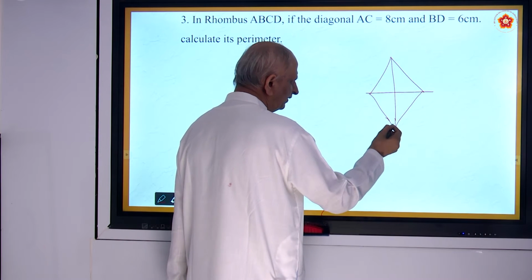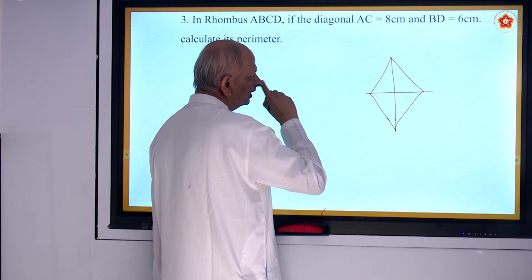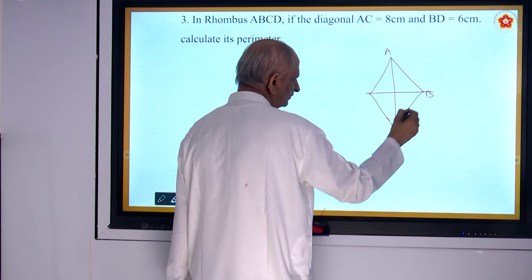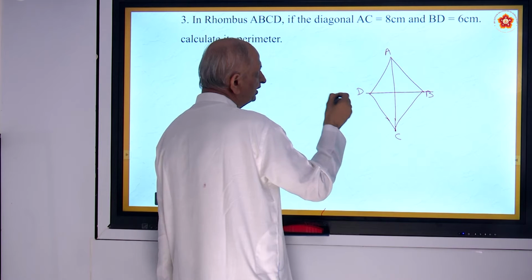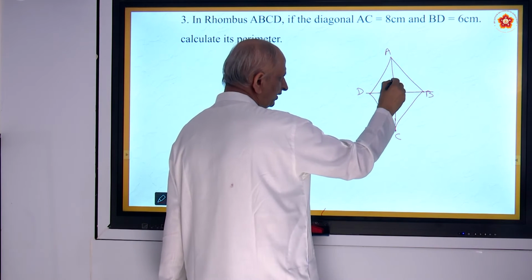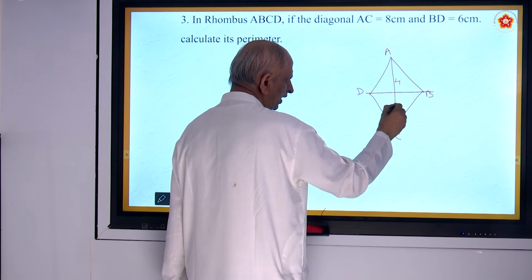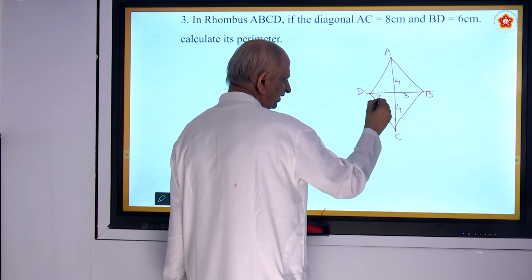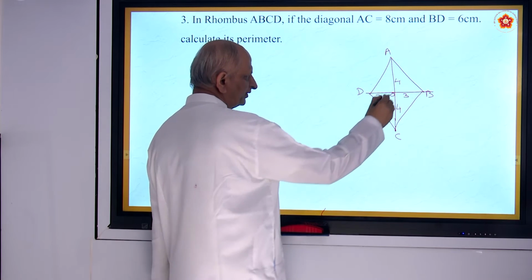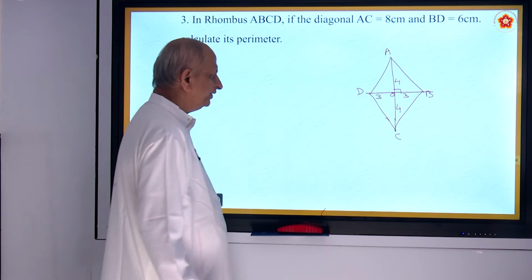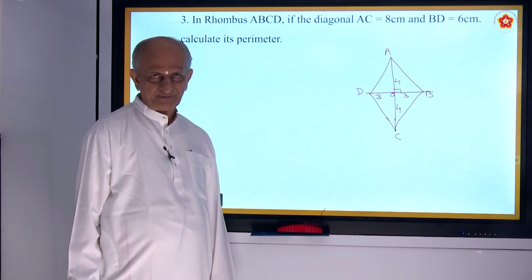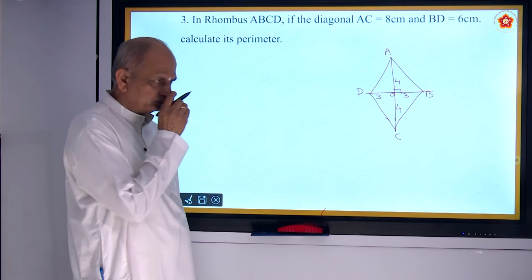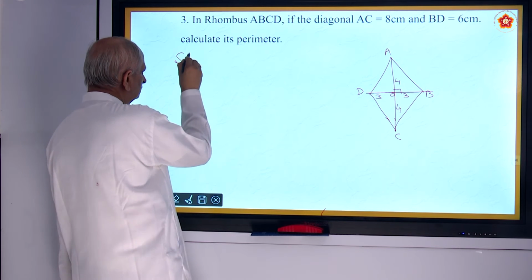So it's a rough figure I am drawing. Here two diagonals are given. One diagonal is called AC. AC is given to be 8 centimeters. When they bisect, it will be 4 and 4. BD is 6 you are given. When they bisect they become 3 and 3, correct? Let us suppose that O is the point of intersection of the two diagonals. So you get a right angle triangle, correct? So we write the solution.